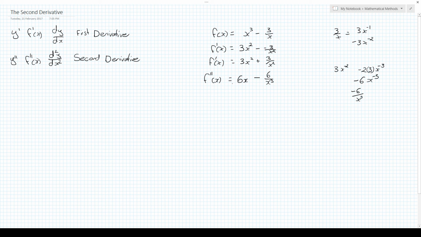And that, ladies and gentlemen, is our second derivative. Derivative of a derivative. Simple as that.